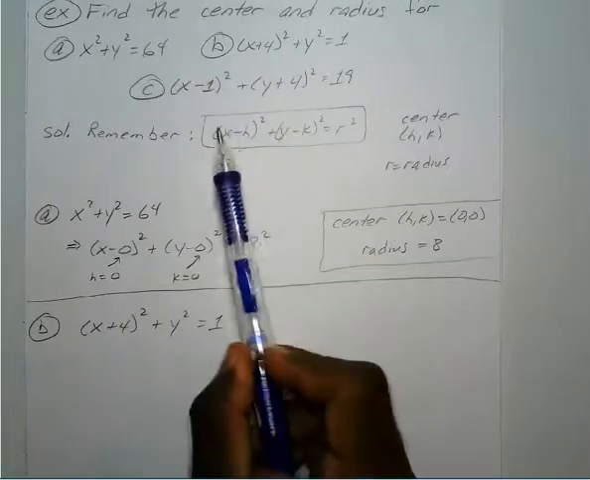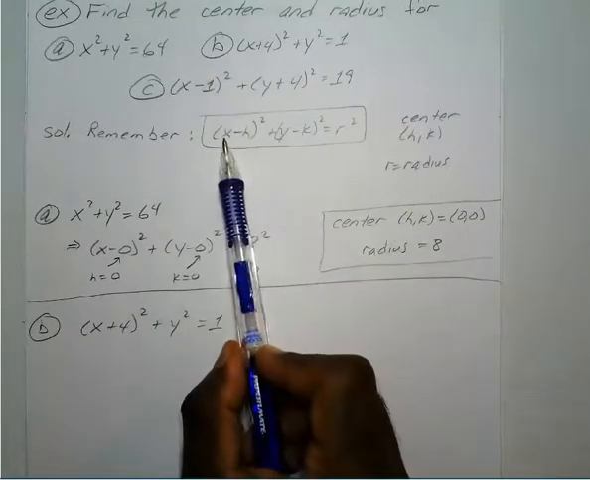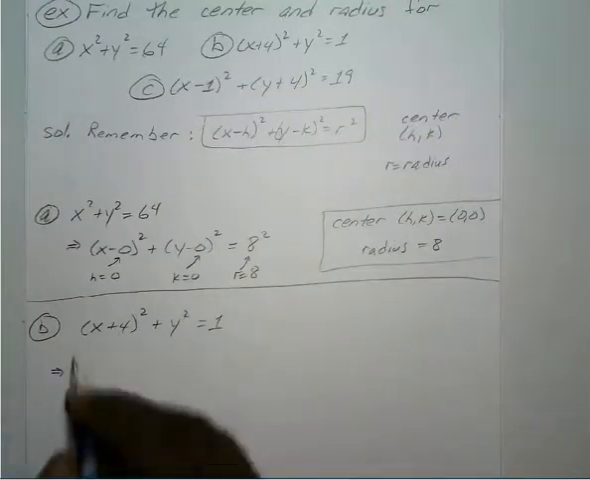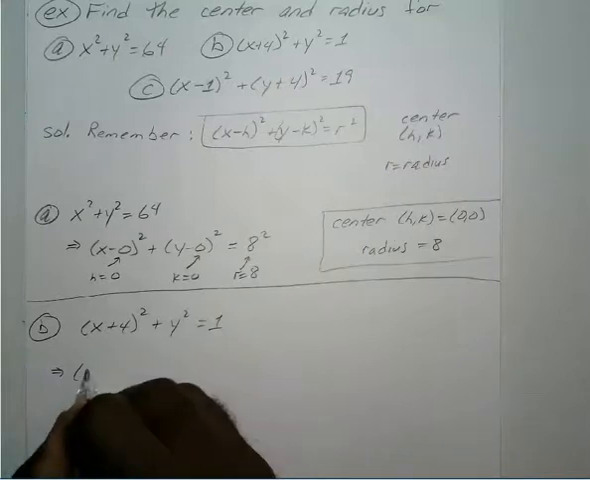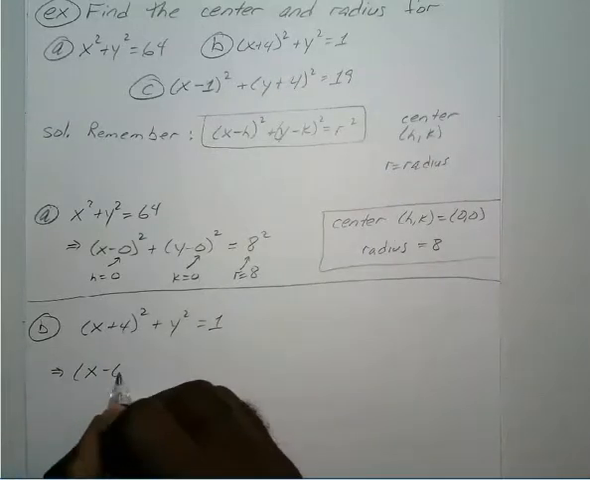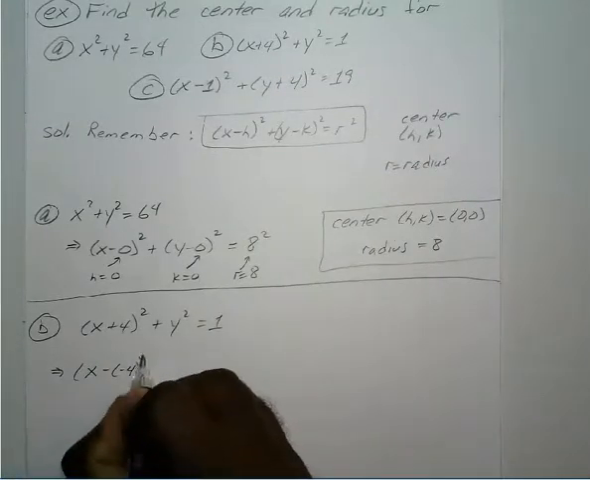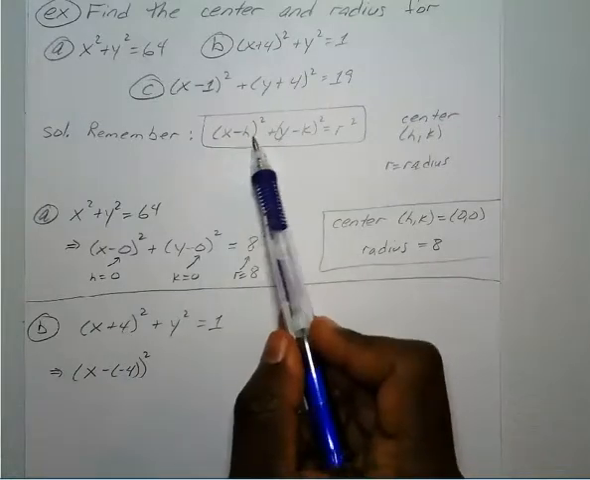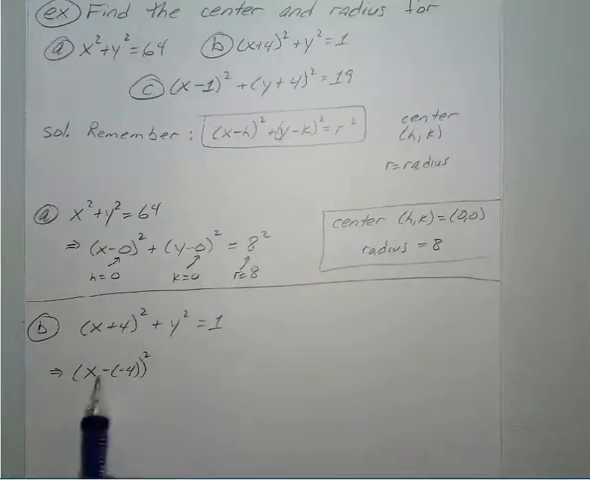Okay, notice this is minus. It has to be x minus h. So you have to rewrite this one. So instead of x plus 4, it has to be x minus negative 4 squared. Okay, so it has to match up with this one perfectly. So if you have a plus in your original, you have to make it minus and then just change it to negative, because minus negative is the same as plus.